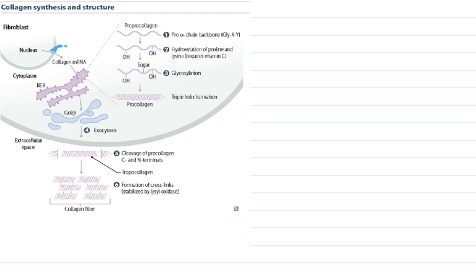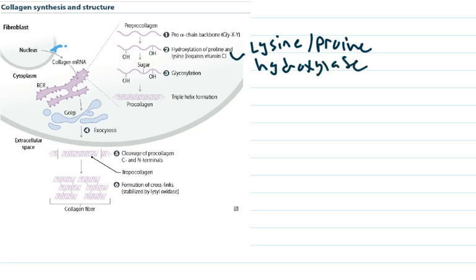And for those that don't know what the rough endoplasmic reticulum is, it's basically a site for a lot of post-translational modifications that occur to proteins. So in this specific case, our pre-procollagen is going to get shipped into the rough endoplasmic reticulum where it's hydroxylated. And so this pre-procollagen is going to get hydroxylated by an enzyme called lysine or proline hydroxylase. Okay? And it's lysine or proline depending on which amino acid is hydroxylated.